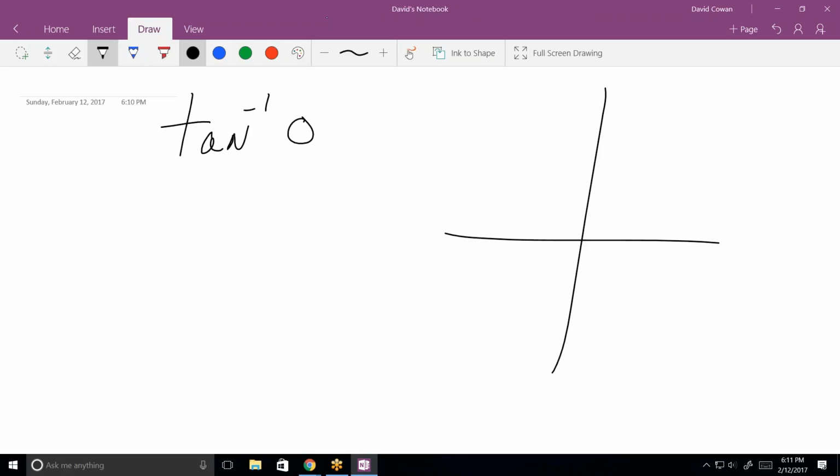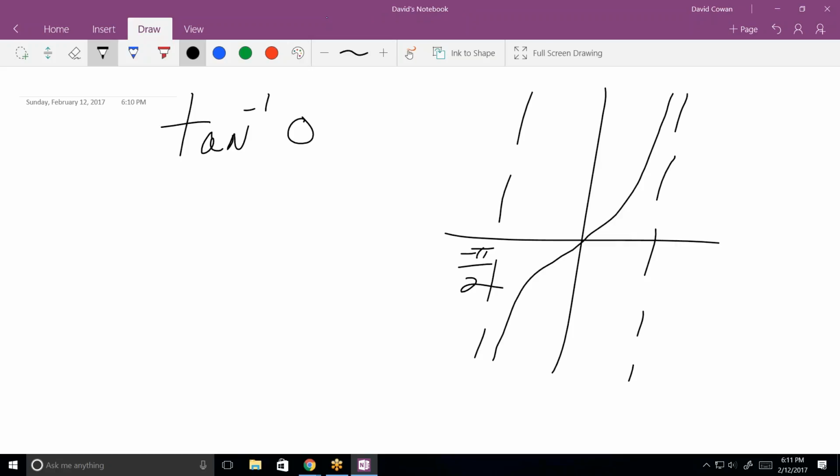Let me draw the tangent curve. Here's one period of the tangent curve. It's minus pi over 2 to pi over 2. That's 0 right there. And the horizontal axis is your angle.